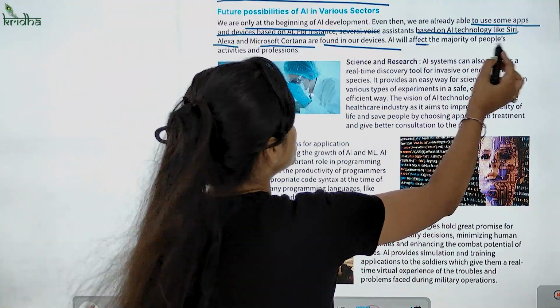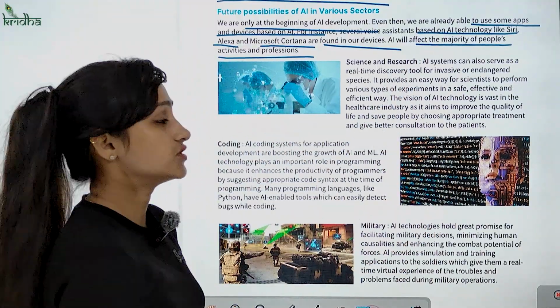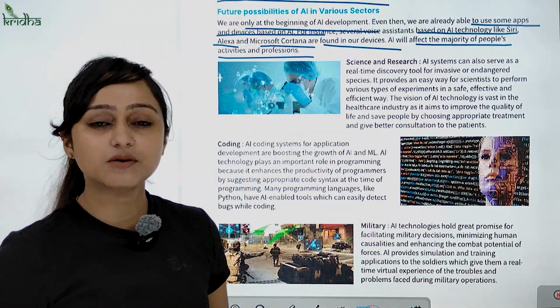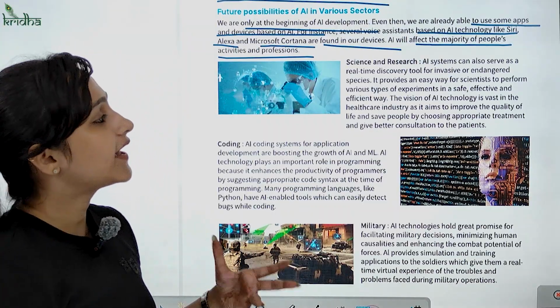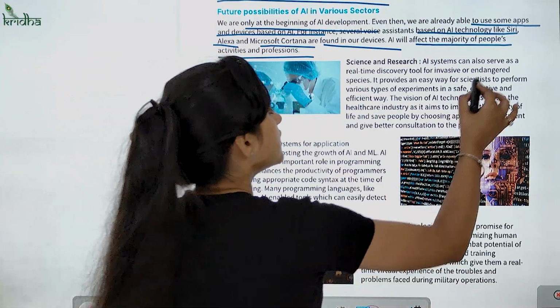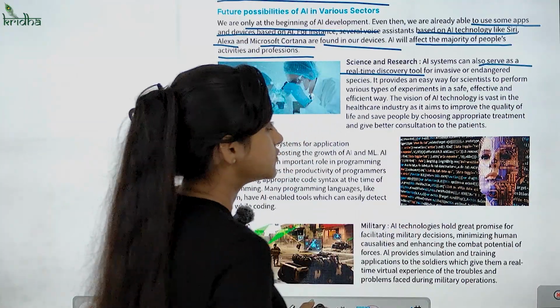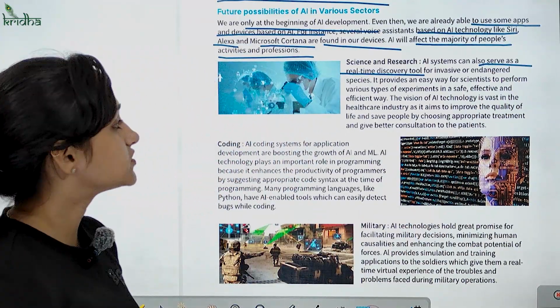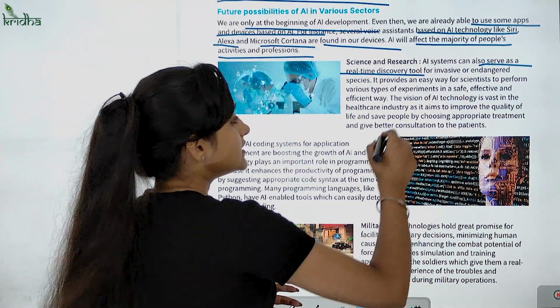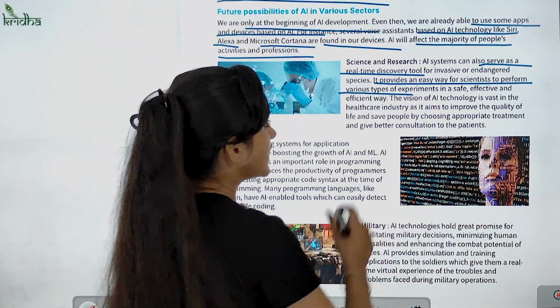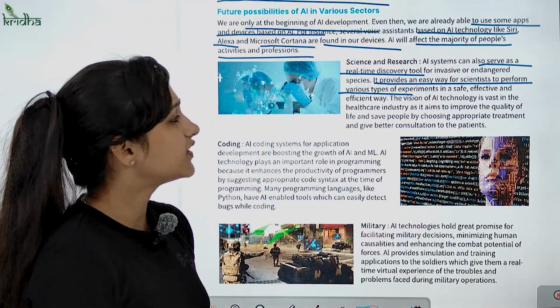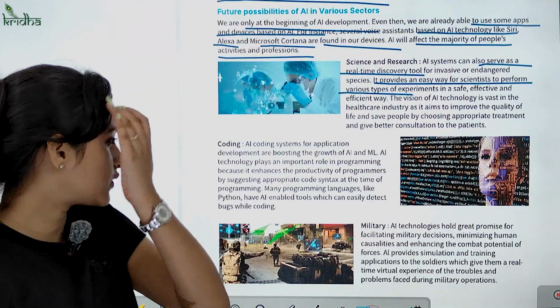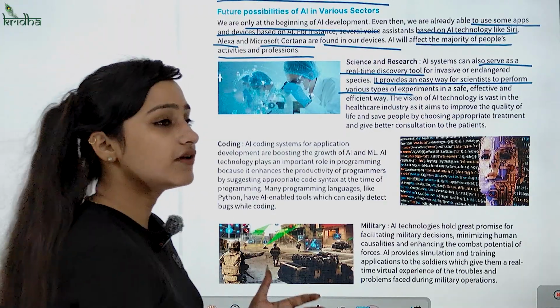AI will affect the majority of people's activities and professions. Yes, AI affect करेगा बहुत सारे people की professions को, majority के activities को. Science and research. AI system can also serve as a real-time discovery tool for invasive and endangered species. It provides an easy way for scientists to perform various types of experiments. Easy way provide करता है different scientists को experiments के लिए in a safe, effective and efficient way.